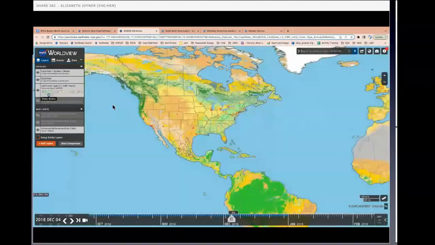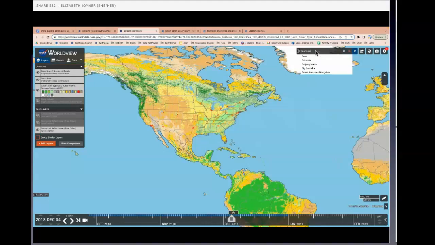NASA Worldview is an incredible tool. It's purely image driven, meaning that we can see almost what these sensors are seeing in near real time, within 3 to 6 hours. So if you're engaging your students in looking at different phenomena, check this tool out. And I'm going to go fast. I'm so sorry about it, but I want you to look here. You can type in your location.